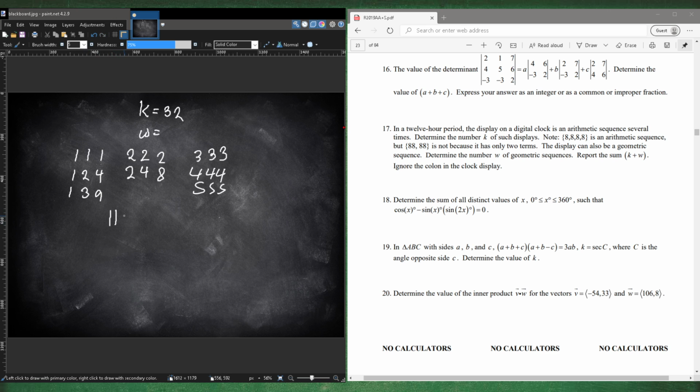And now let's try 11. Well, 11 could be 11, 11, so that works. And we can't do any other numbers because 11 is prime by itself. So we could just have 1, 1, 1, right? So that's technically a geometric sequence.